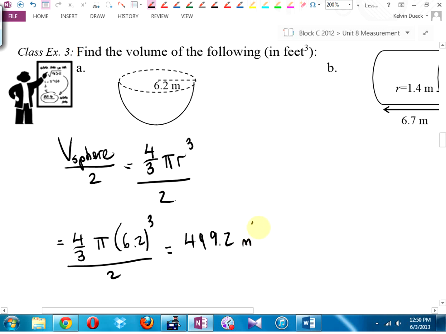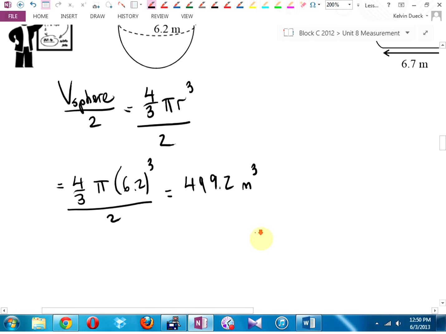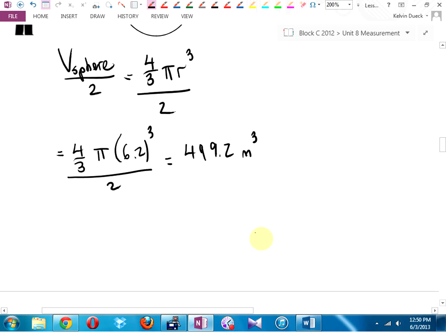Now that's cubic meters. It's not what they wanted. Do I have a conversion factor to go from meters to feet? I hope I do. I do? Okay, so now let's write down what we have. What units am I going to put on the bottom? What do I want to cancel out? What do I want on the top? Feet. Oh, but it's cubed. What's the conversion factor? Please tell me it's on there somewhere.